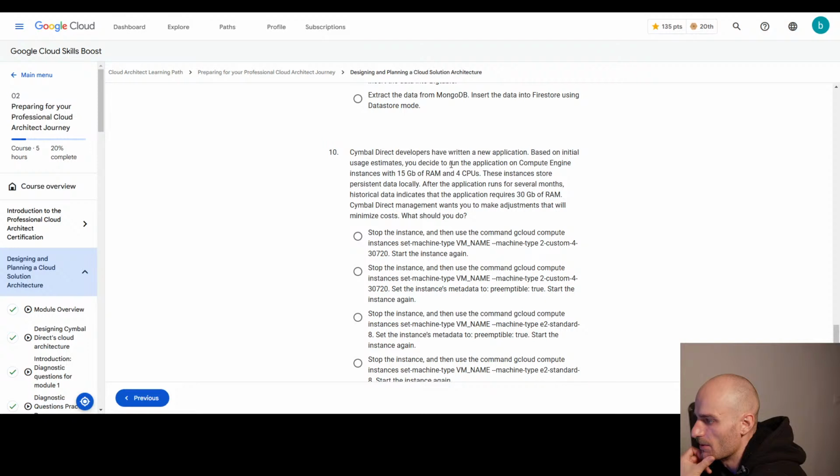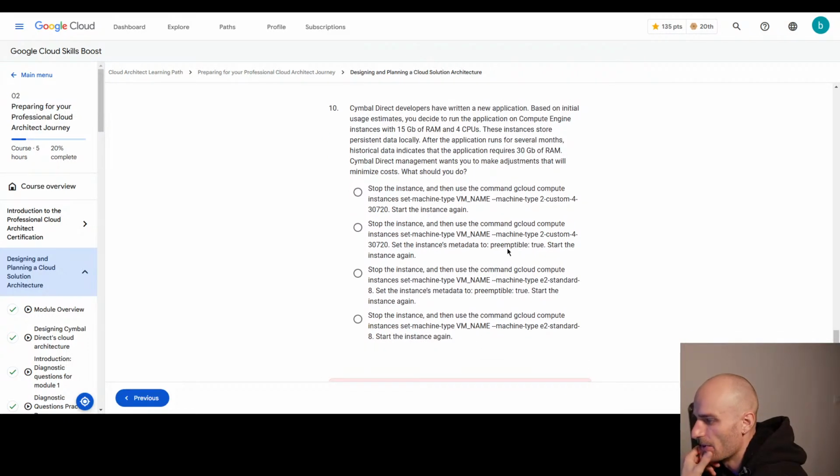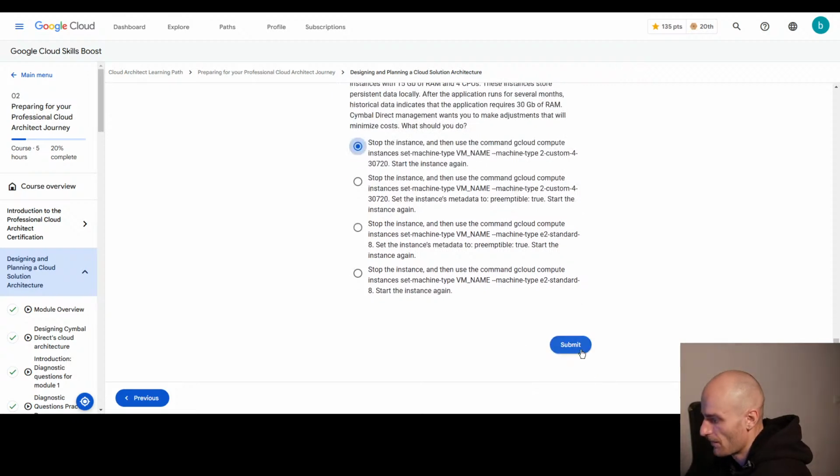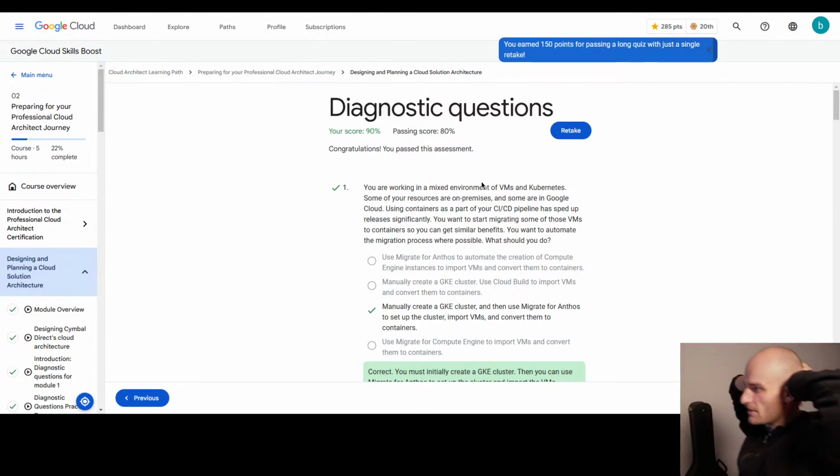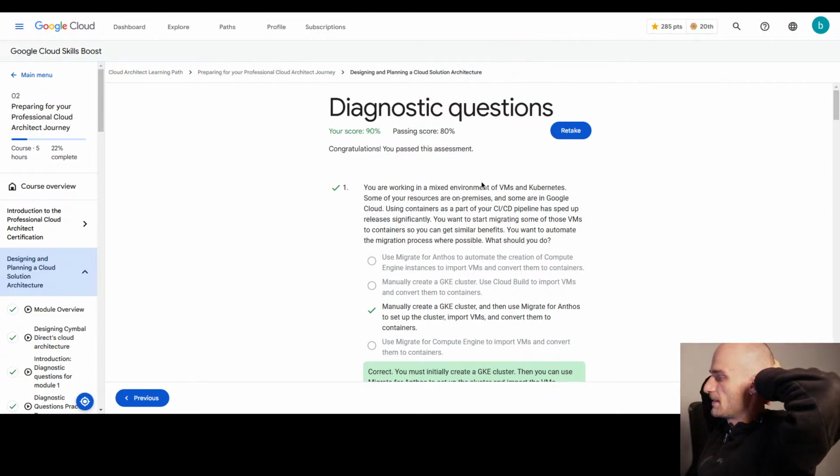Simple Direct developers have written a new application. Oh yeah, here I have to put the custom machine. Oh, it was the custom machine, but not the preemptible one, the persistent one. Submit. 90%. Yoo-hoo! So I earned 150 points.